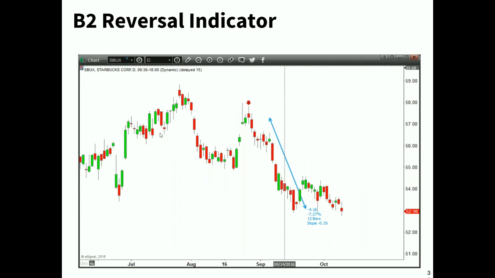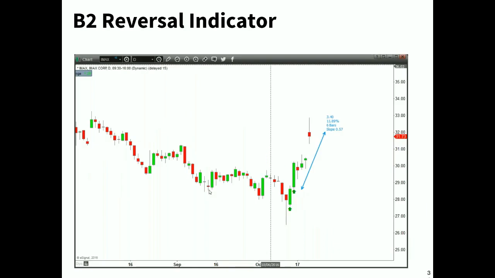This was just a number of months ago. You can see we had a beautiful sell signal here, and as you can see, the stock proceeded to drop about 7 or so percent over the ensuing few days. How about IMAX? This is another example here.